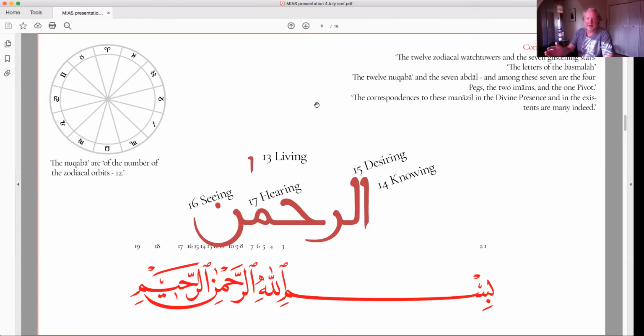So the first letter of Ar-Rahman is knowing, the second one is desiring, Rahma. And so these letters are connected to these alighting places. So as he's reading Ar-Rahman, he'll be seeing these steps coming through. In the same way with the Basmala, when we read the Basmala, we'll see steps that we're taken through.